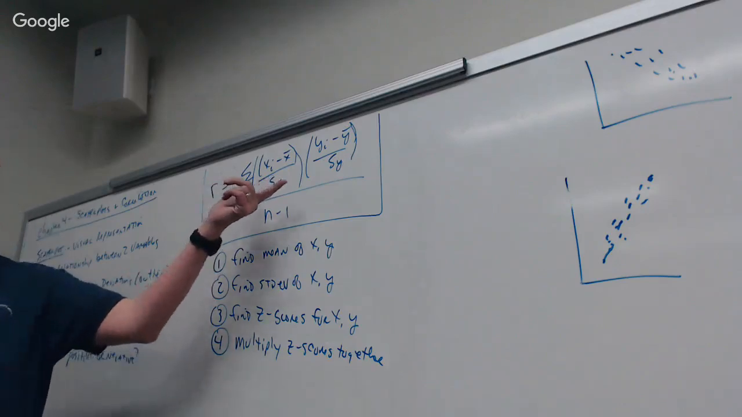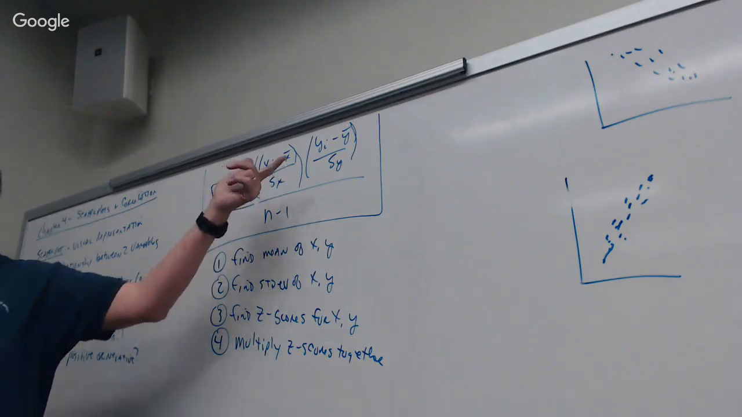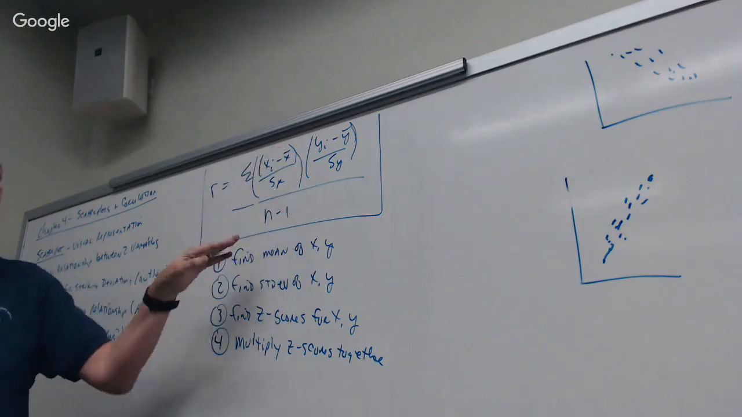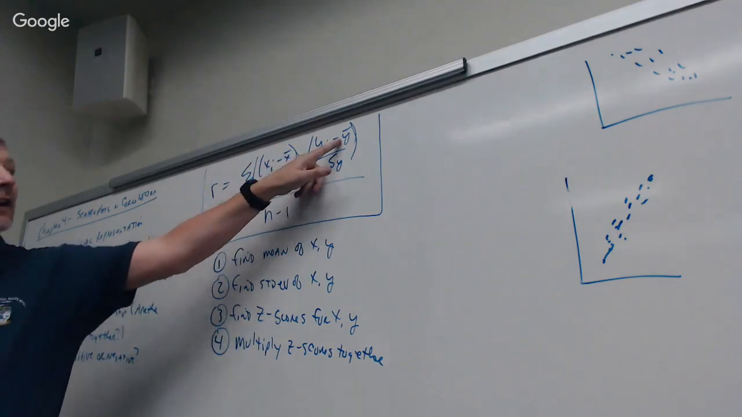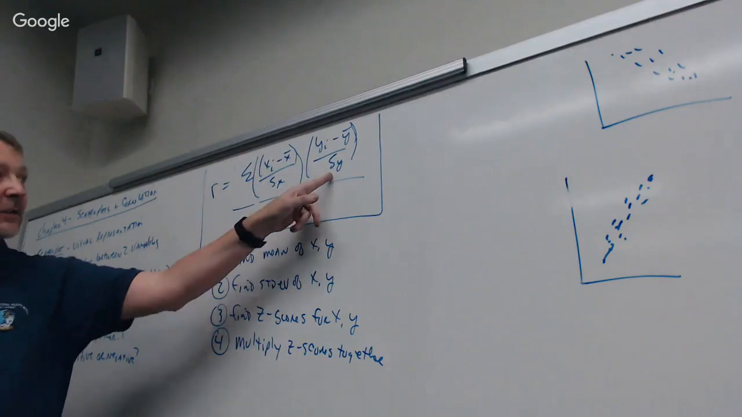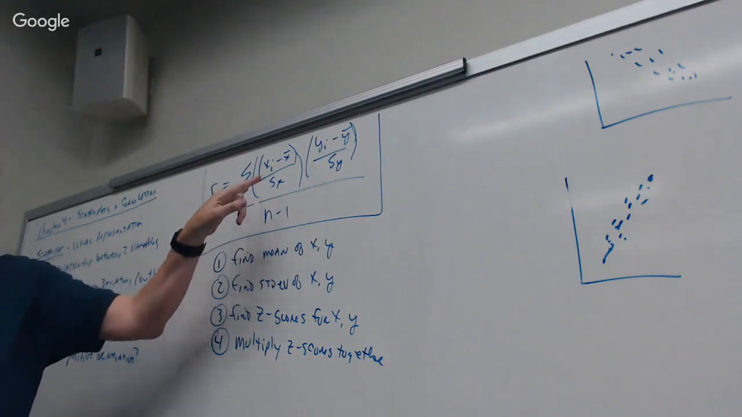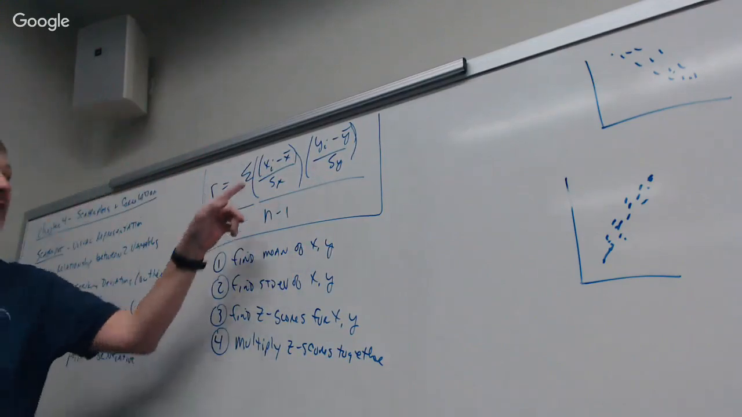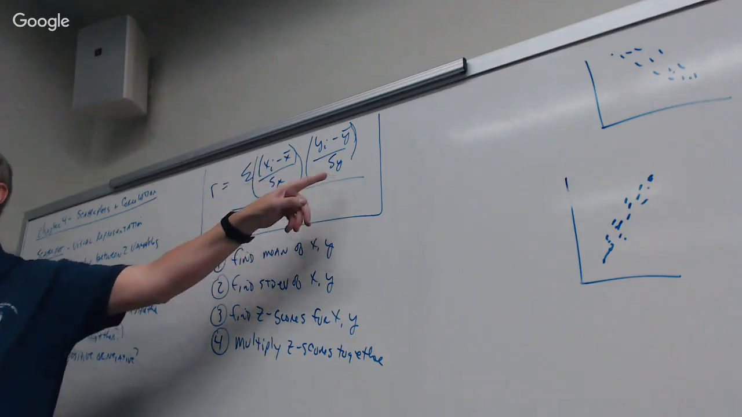I'm going to give you this equation, and theoretically from the equation you should be able to do these steps. You're going to find your x bar, your y bar. You're going to find your s of x, your s of y. S of x is what again? Can you remind me? S of x is your standard deviation for your x, and s of y is your standard deviation for your y.